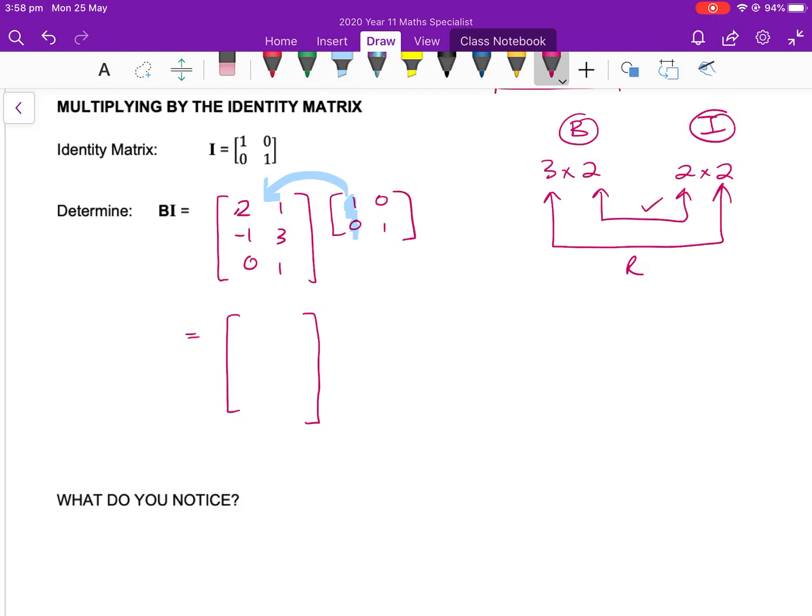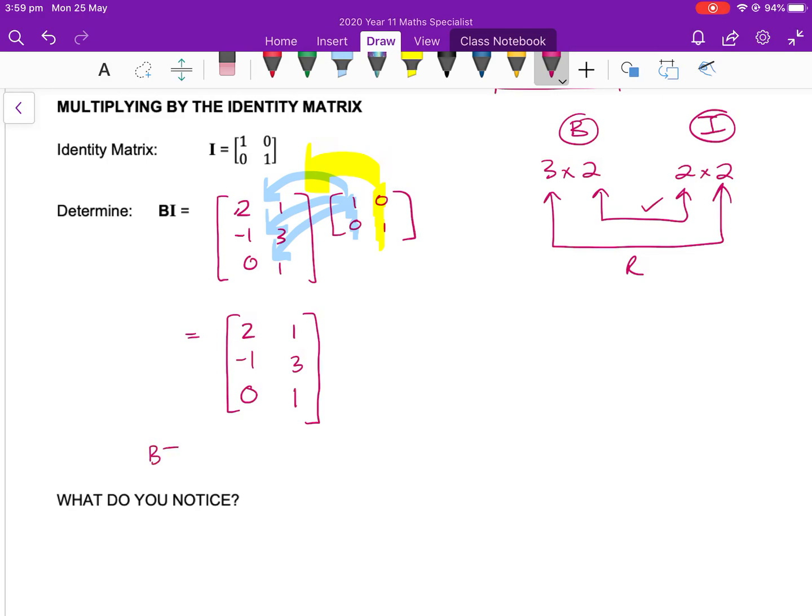So 1 times 2 is 2 and 0 times 1 is 0, so that will give us a 2. And then we're going to multiply that onto the next row. 1 times negative 1 is negative 1 and 0 times 3 is 0. And then onto the next row, 1 times 0 is 0 and 1 times 0 is 0. Okay, next column onto each of these rows. 0 times 2 is 0 and 1 times 1 is 1. 0 times negative 1 is 0 plus 1 times 3 is 3. And 0 times 0 plus 1 times 1 is 1.